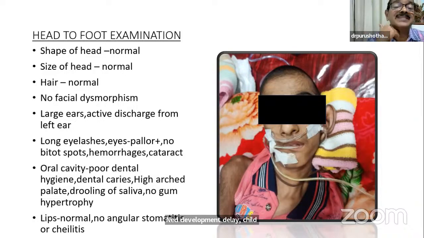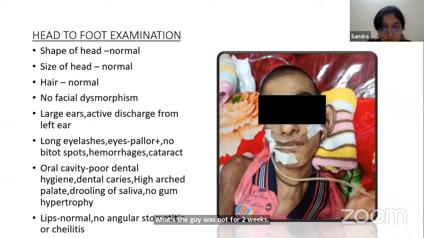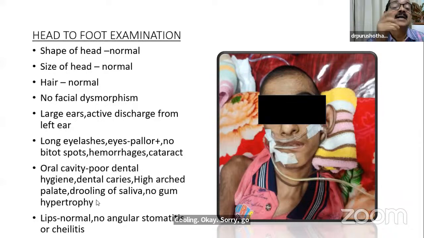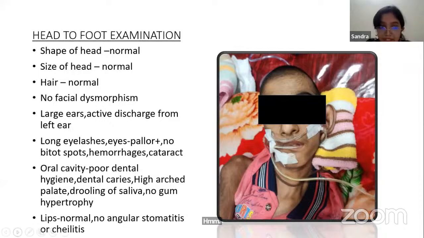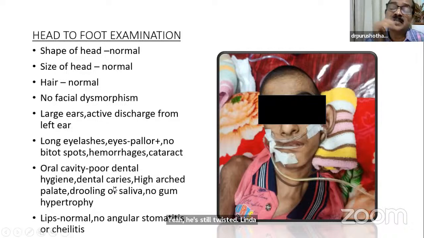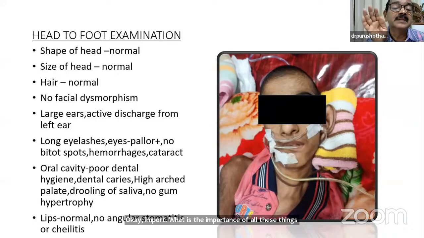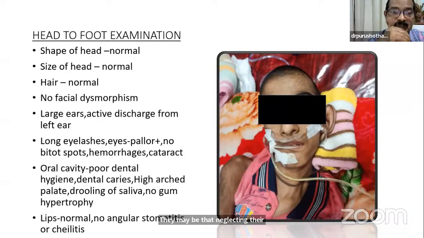Because the child was not fed tube feeds. Drooling. Okay. Drooling is important because, in this case, tube feeding maybe, even then there will be saliva. Drooling is important for your localization, in many other ways. Caries tooth was there. Dental caries was also important. What is the importance of all these things? The level of care. The mother may not be neglecting the baby; they are looking after. That also is important.